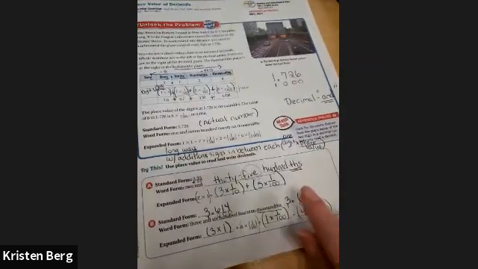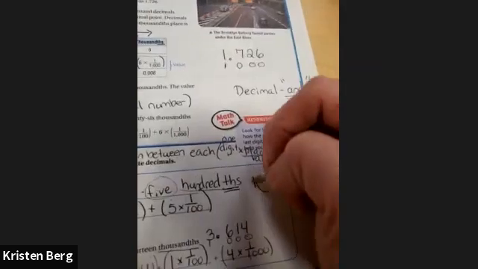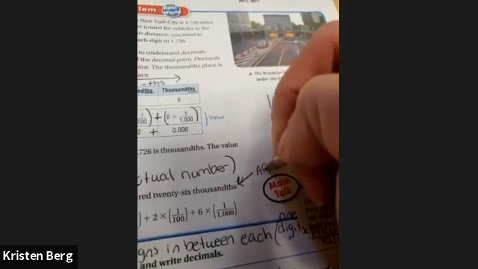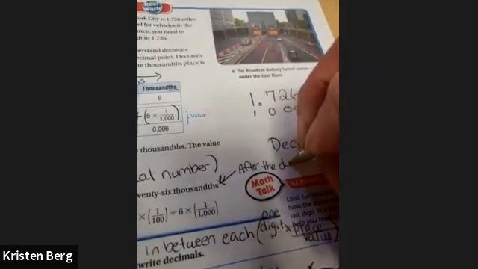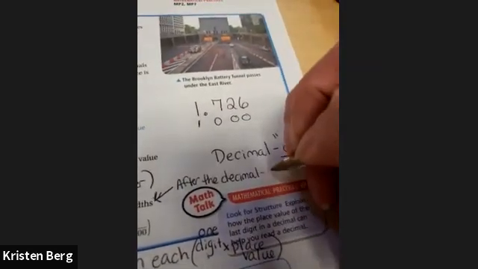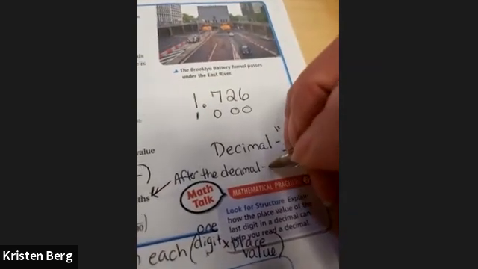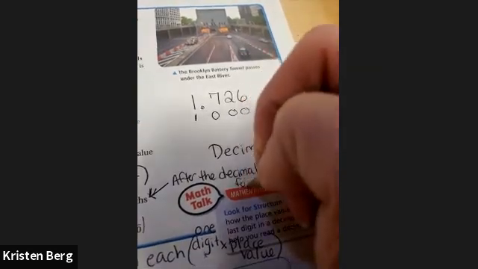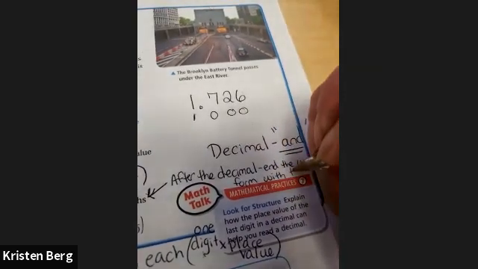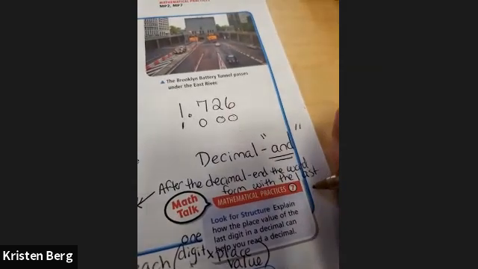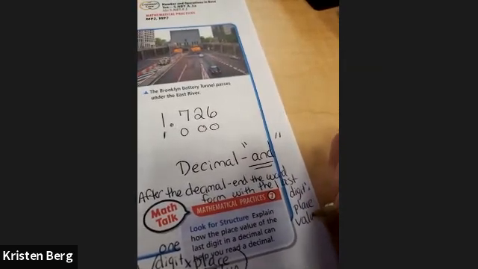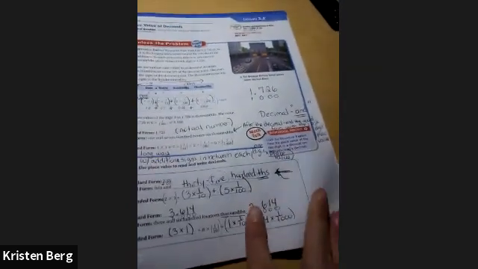When it comes to word form, after the decimal, so if there's numbers after the decimal, end the word form with the last digit's place value. It is very important that you do that.